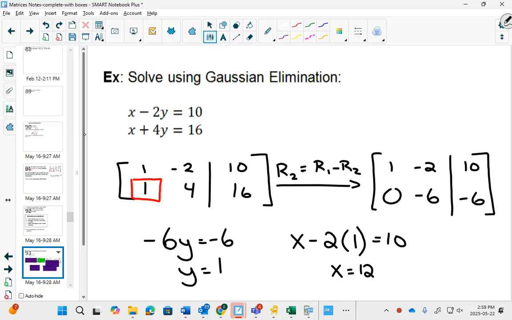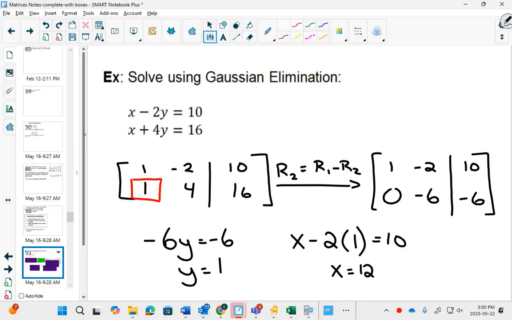Double check, does it work? 12 minus 1 is 10. Good. And 12 plus 4 is 16. Good. Nice. Beautiful. So this is Gaussian elimination.